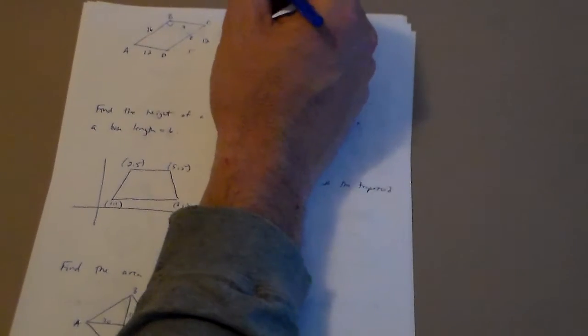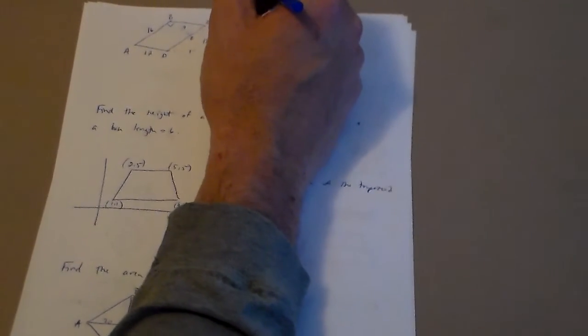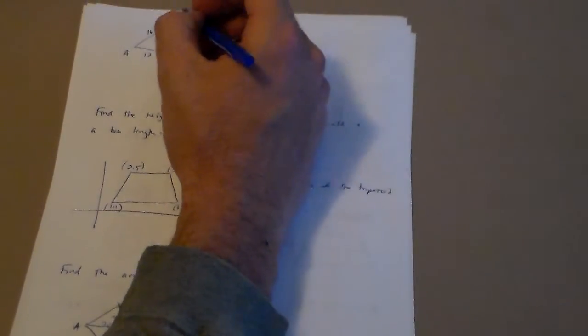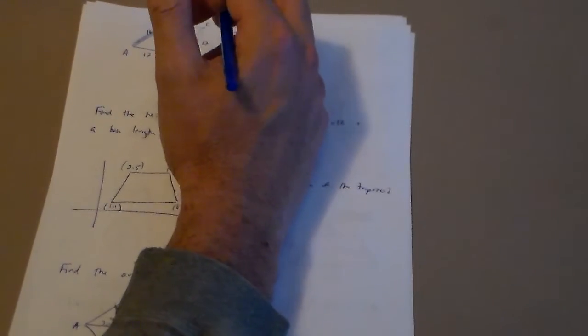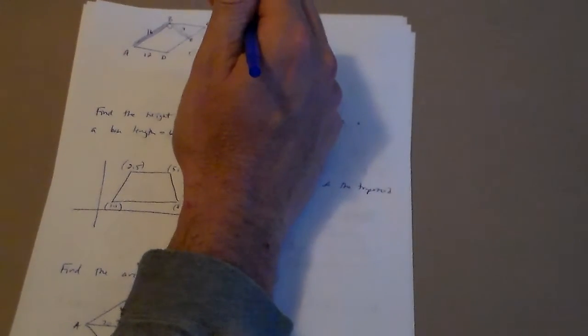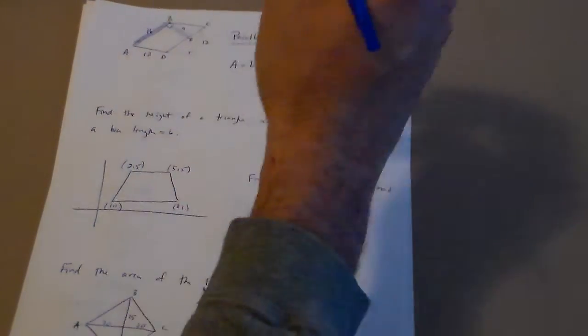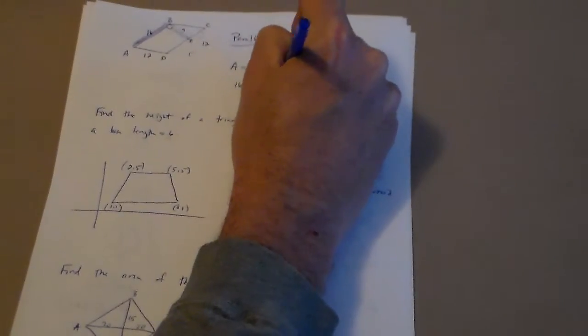Let's see, where are we? Let me make sure I copied it right. Okay, so my base is here. My base is 16, and my height is 9. It's the two measurements that make a right angle. So I have to multiply 16 times 9 here. That's going to be 144.